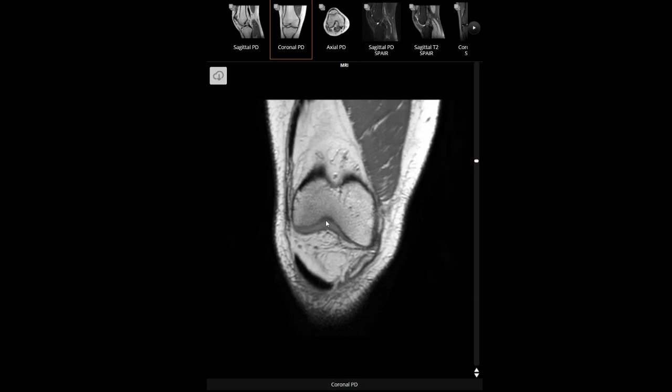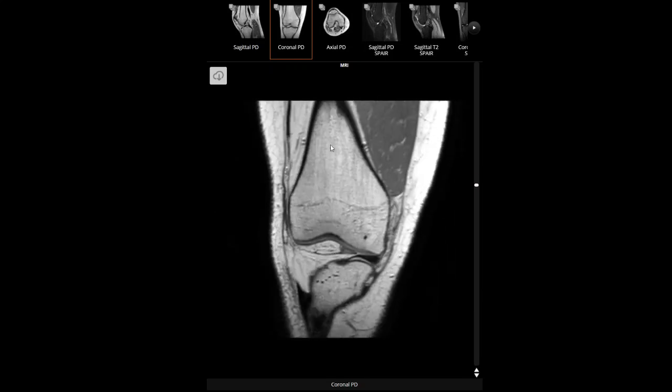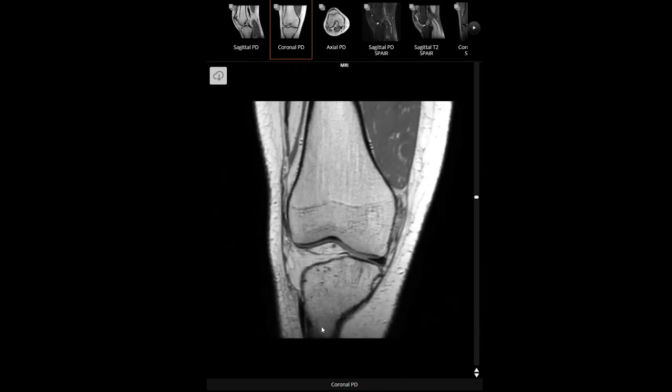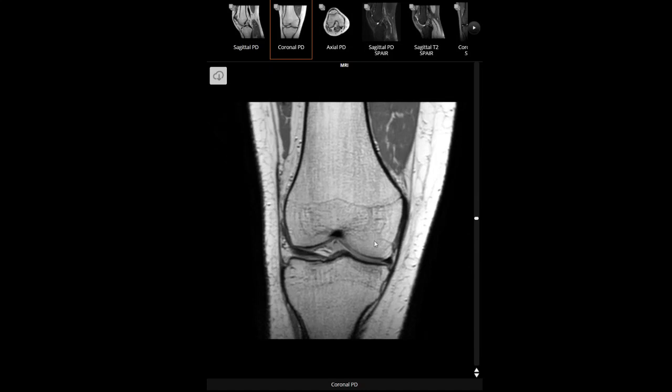Here we see a coronal section of the lower end of the femur. We have started to see the femur completely, and you see that the patellar ligament has ended at the tibial tuberosity. Now you can clearly see this is one of the condyles of the femur, this is the other condyle, and again the corresponding condyles of the tibia, and the intercondylar ligaments.